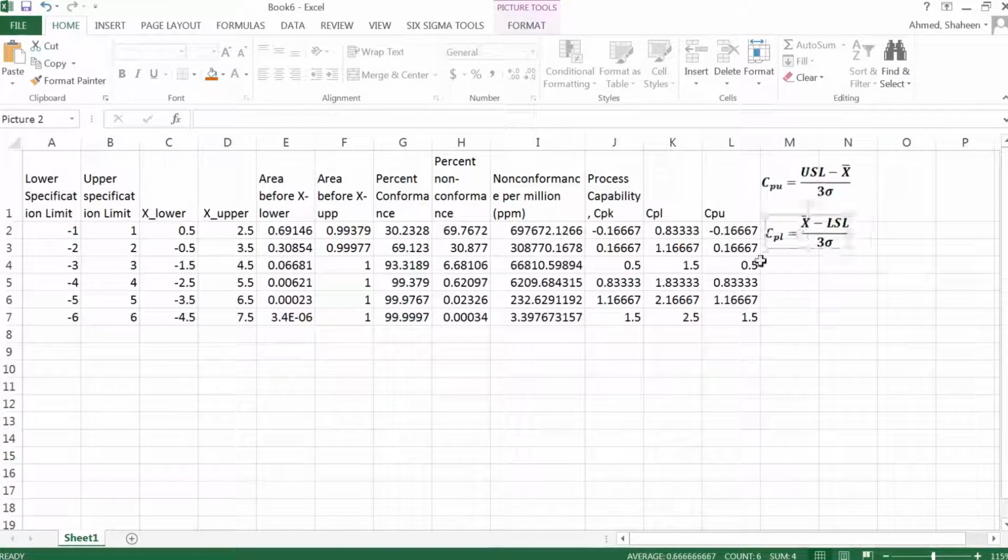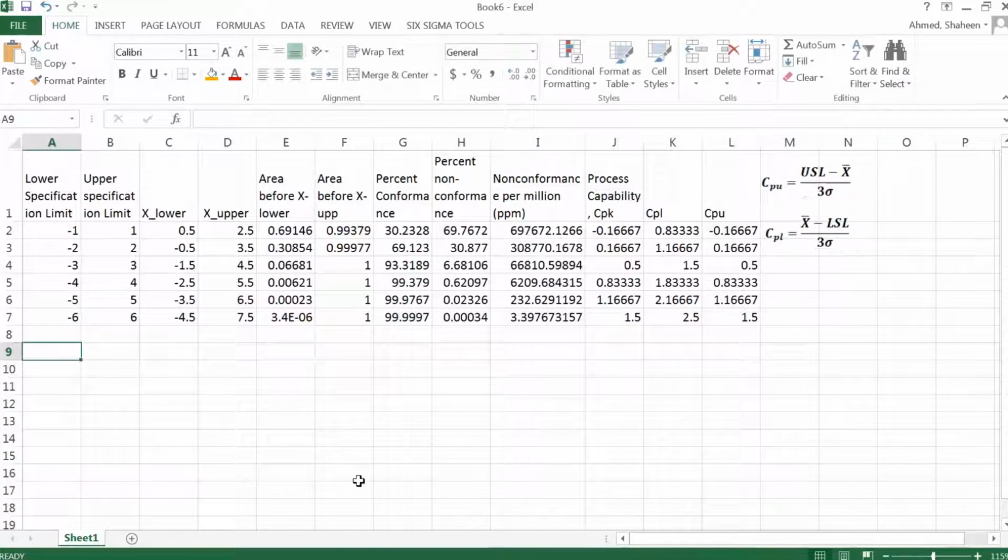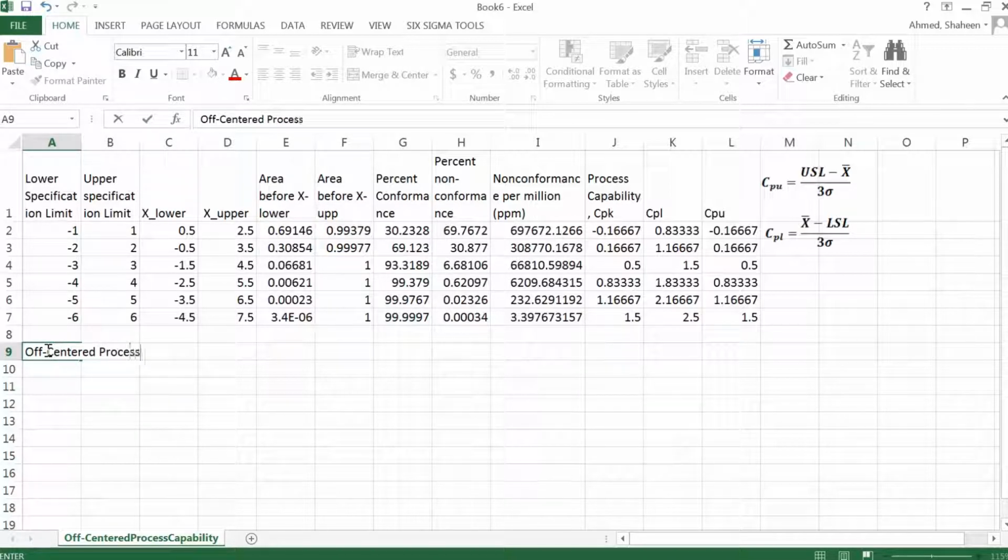So this is all about the off-centered process capability.